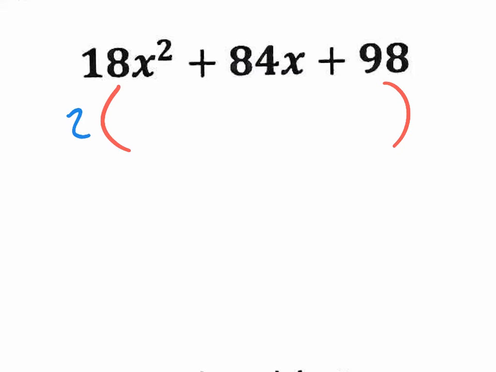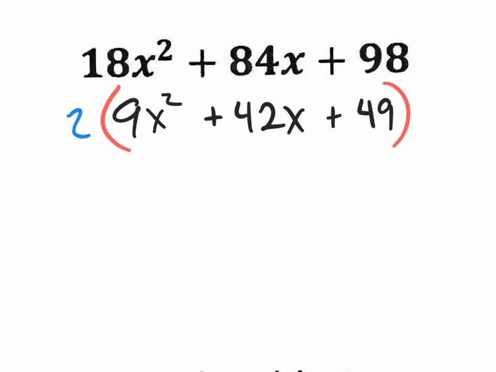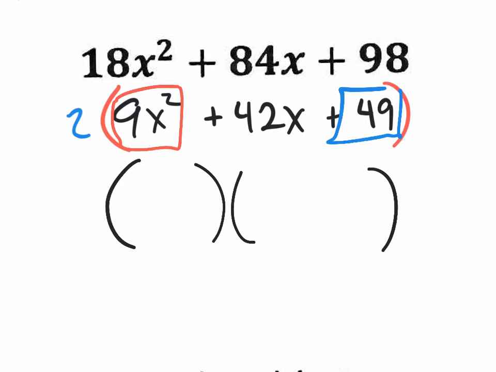Now, if we divide everything by 2, we're going to end up with a 9x squared, a 42x, and a 49. Now, if you look at the inside, it looks like we have a perfect square quadratic trinomial. So let's set up the factored form, and let's take the square root of 9x squared. That'll be a 3x. Put it on both first parts of the binomial. And the square root of 49 is 7, so you put the 7 as the second part of both binomials.